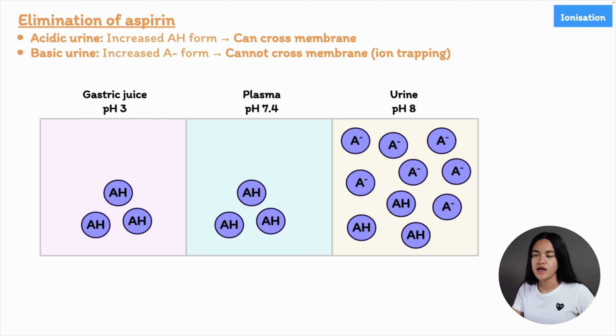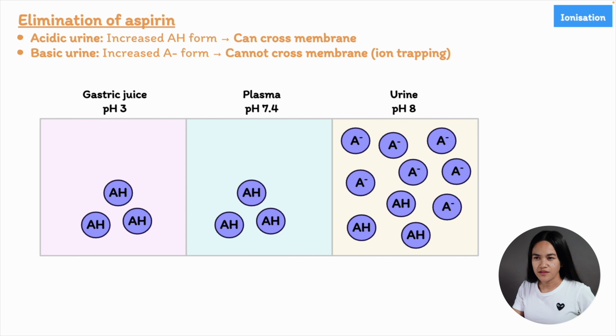The charged form has a lower capacity to cross cell membranes, meaning it gets trapped in the urine. This happens because the blood's pH here is lower than the urine's pH, creating an ion trapping effect. Okay, we're trapping the ion here.